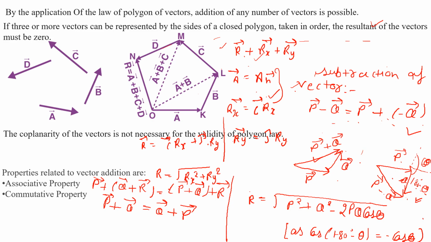So we also discuss this subtraction of vectors from vectors, and we also discuss properties related to vector addition: associative and commutative properties. We know that associative property means p vector plus q vector plus r vector is equal to bracket of p vector plus q vector bracket plus r vector, and by commutative property p vector plus q vector is equal to q vector plus p vector.